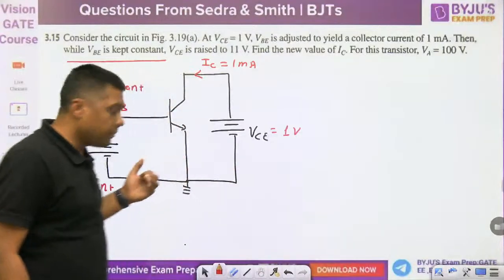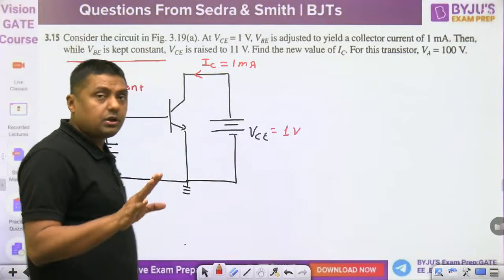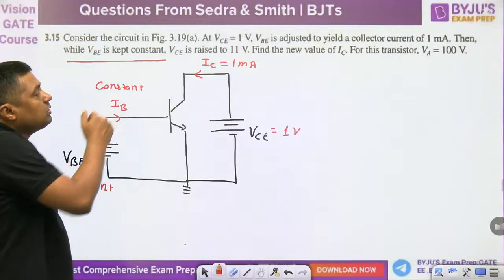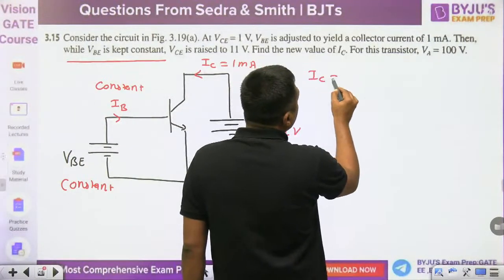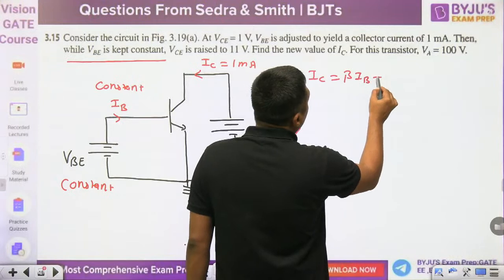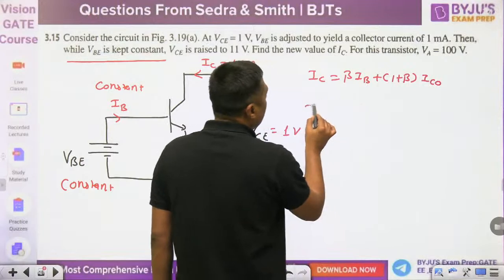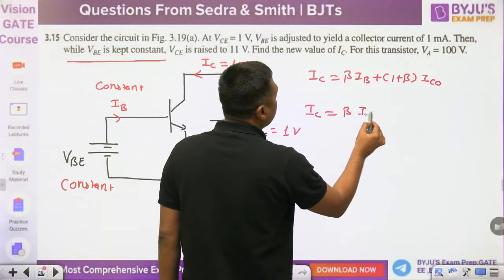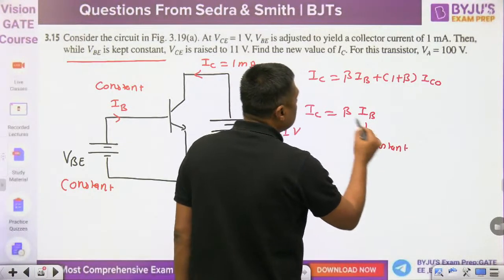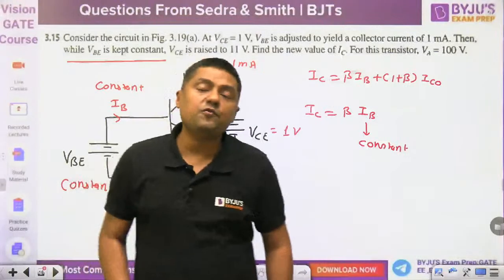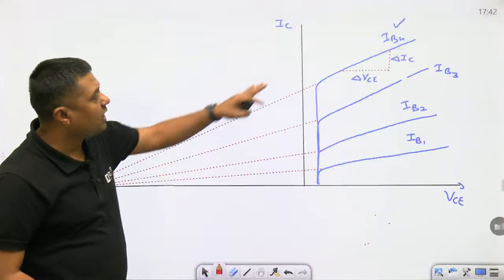Suppose you are keeping VB constant, so IB is constant. So how will the IC increase? Remember, IC is equal to beta IB plus (1 plus beta) times ICBO. Suppose we are neglecting the reverse saturation current, then IC is equal to beta IB. Now if this is constant, then remember that there is a variation in beta because of the early effect, base width modulation. Because of that, we have an elevated curve.